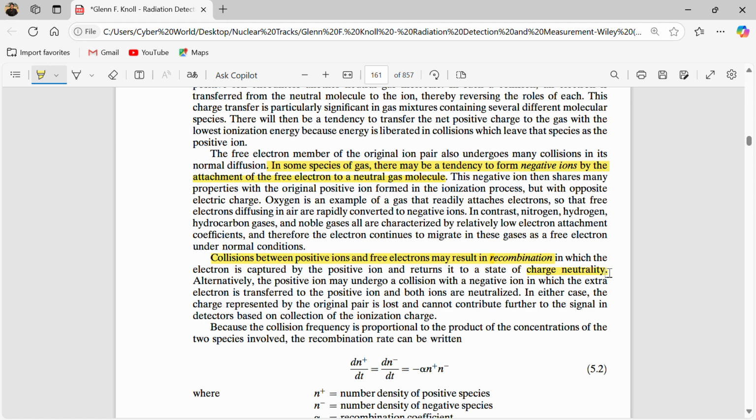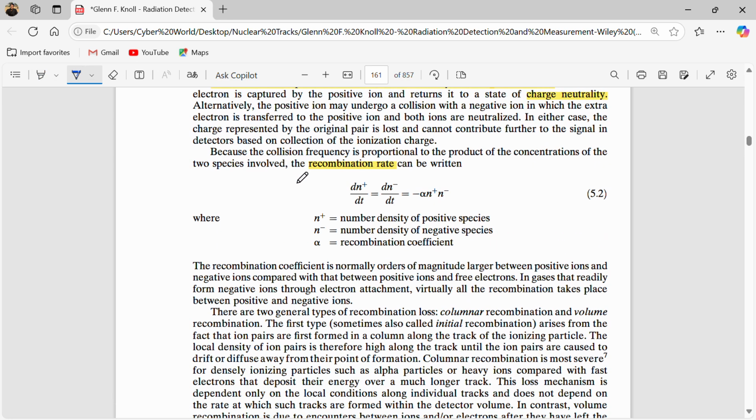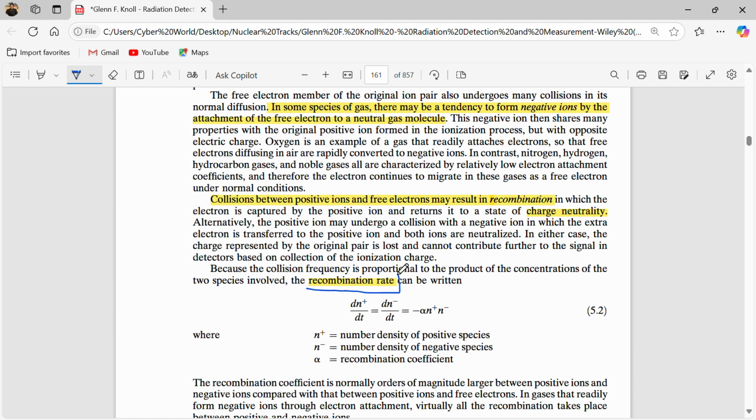So how can you find the recombination rate? There is a formula for that. Because the collision frequency is proportional to the product of the concentrations of the two species involved, the recombination rate can be written as dn+/dt, where n+ is the number density of the positive species, which equals dn-/dt, where n- is the number density of the negative species. These equal minus alpha times the product of both, n+ n-.